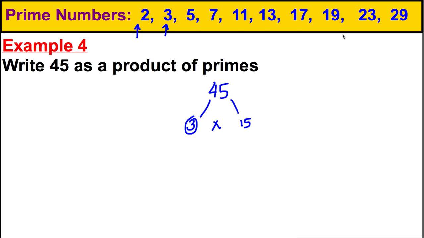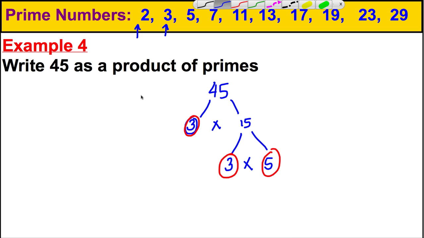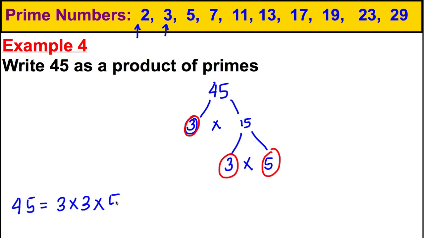Now, is 15 prime? It's not in one of our lists here. So we ask ourselves, does 2 go into it? No. Does 3? Yes. So circle that like that. And it would be written as 3 times 5. And both 3 and 5 are in our prime number list. So 45 is going to be equal to 3 multiplied by 3 multiplied by 5. And that's all our examples for this video.